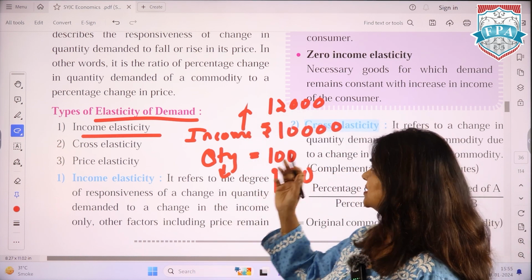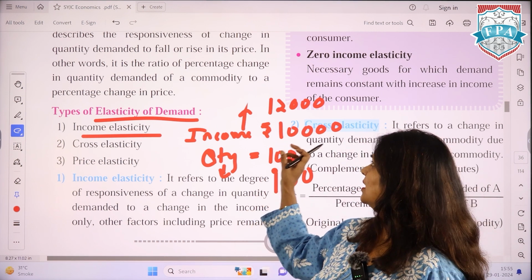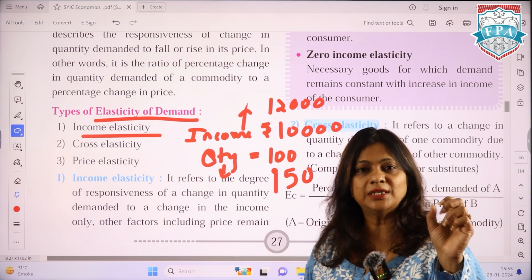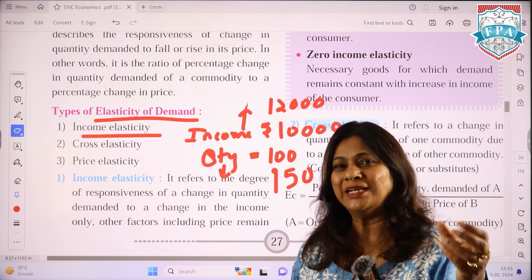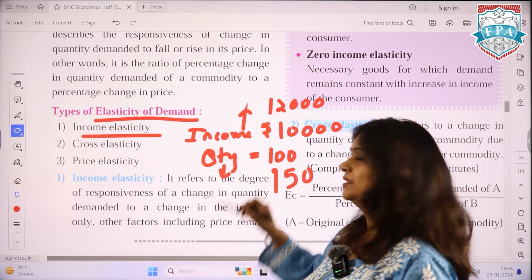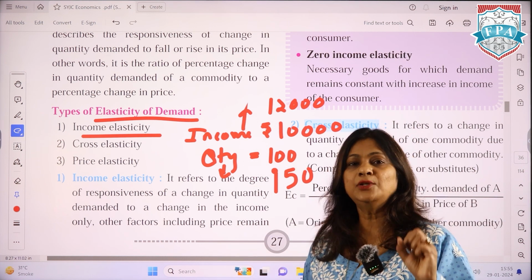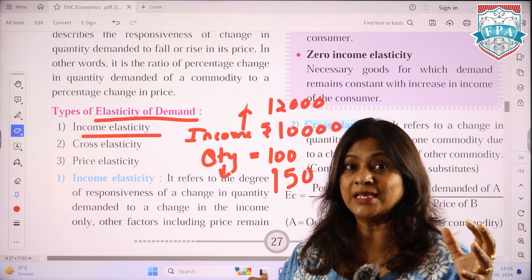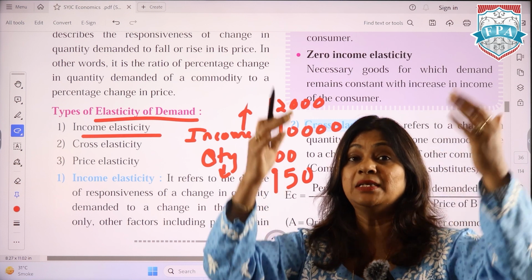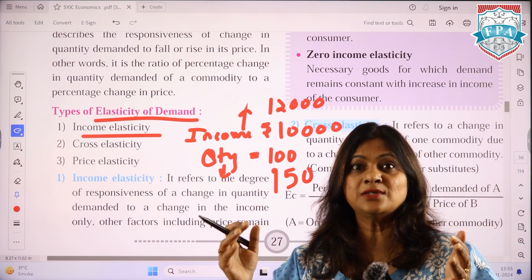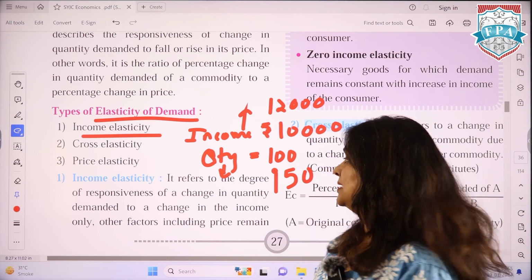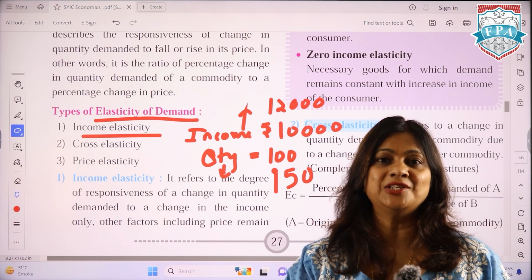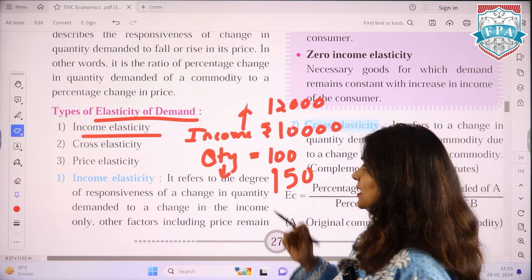And in fact, अगर आप इसका proportion देखेंगे, तो you'll realize कि income तो सिर्फ 2000 से बढ़ी है. Percentage में निकालूंगी तो 2000 divided by 10,000 is some 20%, right? Quantity demanded on the other hand, 100 units थी, अभी 150 units हो गई, which is more than 20% income increase है, लेकिन demand is 50% increase. That means this particular product is very responsive to the change in income. So that's known as income elasticity.